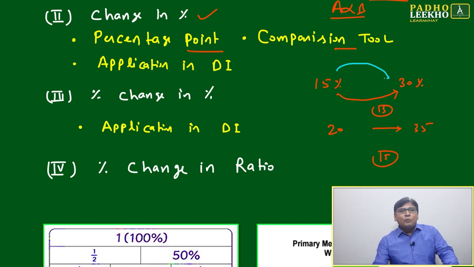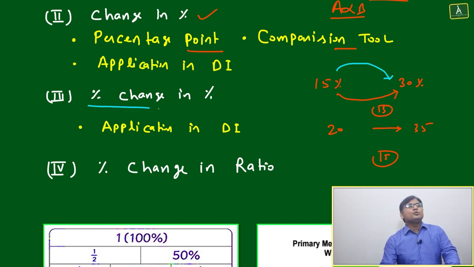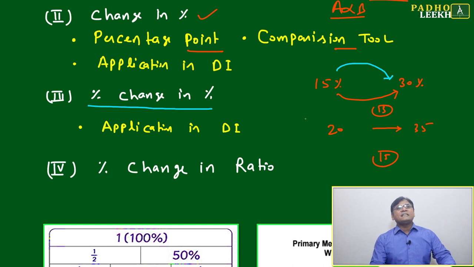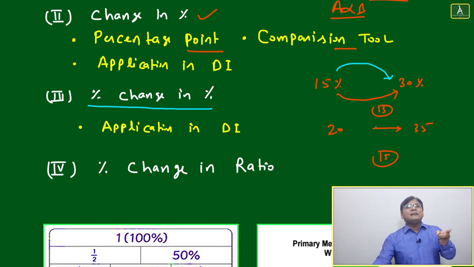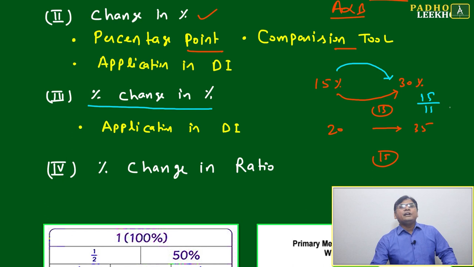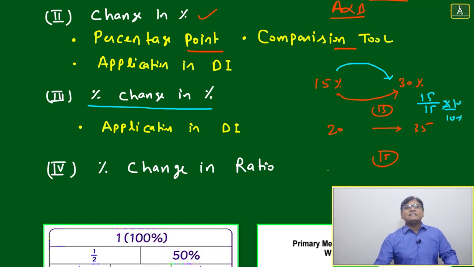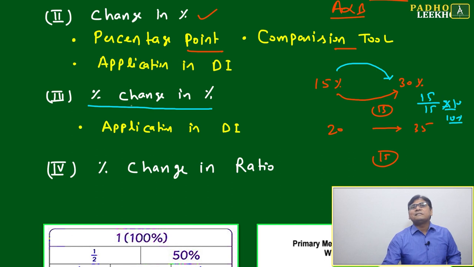To 30%, how much percentage change? Then we have to just go to the third format, that is called percentage change in percentage. Then again, we have to take delta change, like change in percentage divided by original percentage. Means 15 divided by 15 into 100, you can say it is a 100% change. 100% increase of 15% means percentage change in percentage.